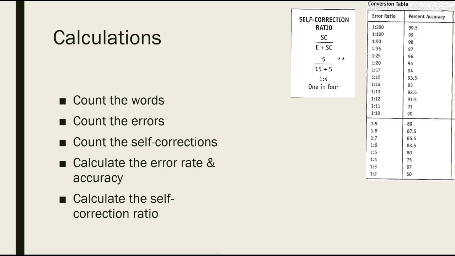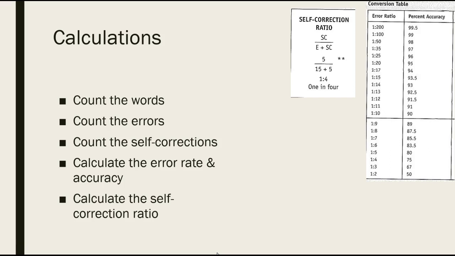First of all, we do the calculations for the running record. So we take the number of words, which is 69, and then the number of errors, and we calculate the error rate. So in this case, that's 4 errors out of 69 words, or 4 over 69. We simplify this fraction into a ratio. So 4 divided by 4 equals 1, and 69 divided by 4 is 17. So for every 17 words read, the child made 1 error. Using the conversion table, we turn this into a percentage. It's 94% accuracy.